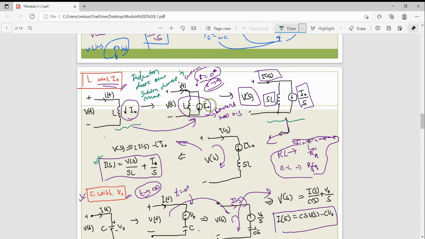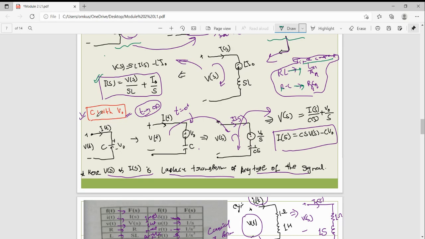Now see, this is a time constant. What do you mean by time constant? Time constant for an RL circuit is nothing but L by R, and for an RC circuit it is RC. This is L equivalent by R equivalent, and this is R equivalent into C equivalent. So later I will discuss what you mean by time constant when we solve the numericals.